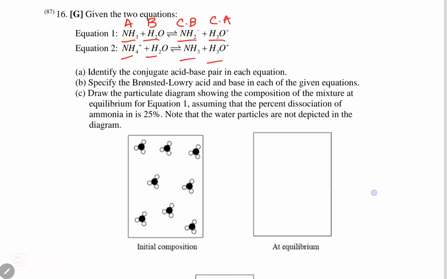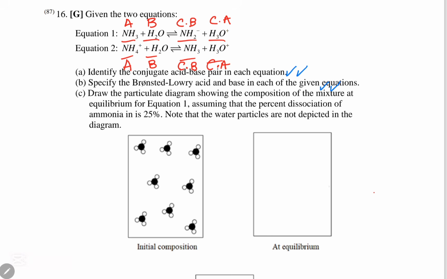Now, for NH4 plus H2O, NH4 plus turned into NH3, so it donated the proton, so it's an acid. H2O turned into H3O plus, so it gained the proton, so it's a base. So the acid turns into a conjugate base, and the base turns into a conjugate acid. They said identify the conjugate acid-base pair in each reaction. We figured it out already. Now, in part B, they said specify the Bronsted acid and base in each of the equations. We also figured it out as well.